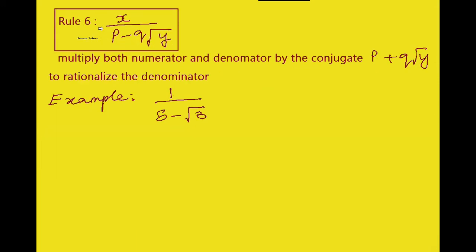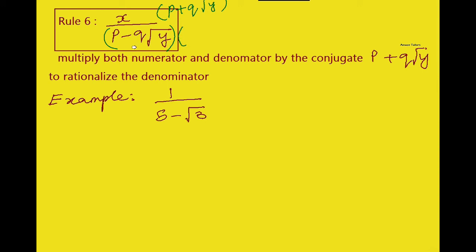Rule 6 is the opposite. I gave you the opposite: x over p minus q root y. So what is the method again? Multiply the numerator and denominator by the conjugate. What is the conjugate of p minus q root y? Change the middle sign. That's all. Minus will become plus, so p plus q root y. So what you are going to do is multiply the top by p plus q root y and also the bottom.